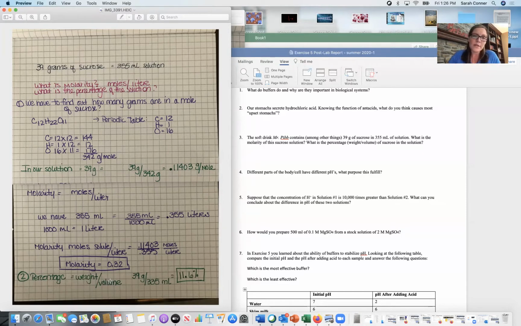To find out how many grams are in a mole of sucrose is the most important thing, because we need to figure out what percentage of the mole we have with the 39 grams. The way we do that is we look at the periodic table, and you're looking for that bottom molecular weight number. We're looking at the molecular formula for sucrose, which is C12H22O11. We have to break that down to get the molecular weight for each of those pieces. So we're looking at 12 atoms of carbon, 22 atoms of hydrogen, 11 atoms of oxygen.